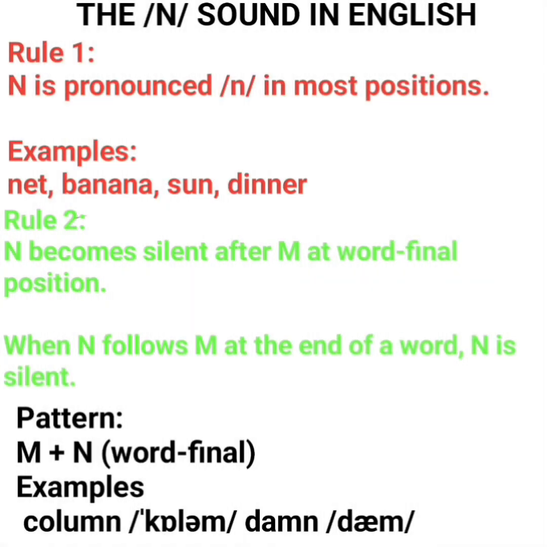Unlike letter M, pay more attention to letter N because it is quite different from letter M. Though the majority of letter N are pronounced, N is pronounced as N in most positions. For instance, net, banana, sun, dinner. In these words, N is pronounced. Rule 2: N becomes silent after M at word final position. That's when letter N is silent. For instance, column, damn. When you say column, you do not pronounce N. N is silent. The same thing, damn. N is silent.